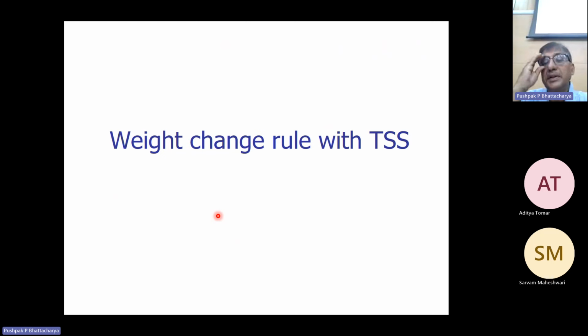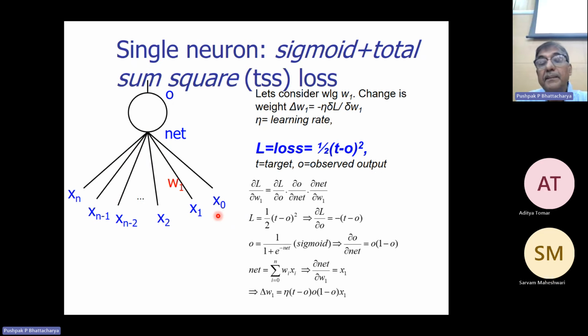Weight change rule with total sum square loss. Again, the principle is the same. And the weight change expression involves learning rate into target minus output. Input on the connection is fine, but here the derivative of the sigmoid figures in. This comes due to the chain rule of the derivatives applied here.